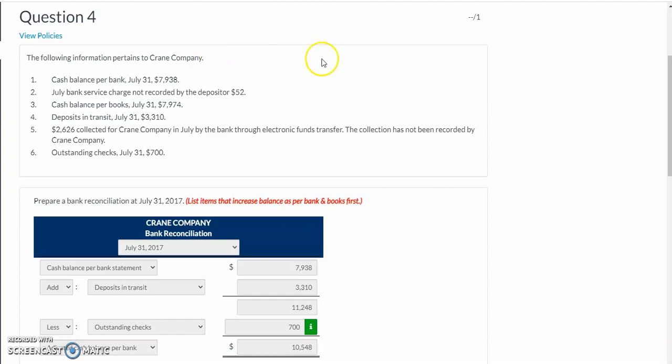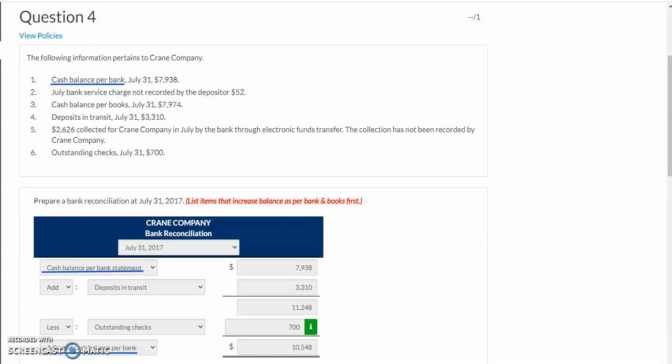So let's get started. The first piece of information that we have in this problem is the cash balance per bank. The first part of our bank reconciliation starts off with our cash balance per bank statement, and the goal here is to get to the adjusted or corrected cash balance per bank. So we need to identify which of these items are going to affect the cash balance per bank.